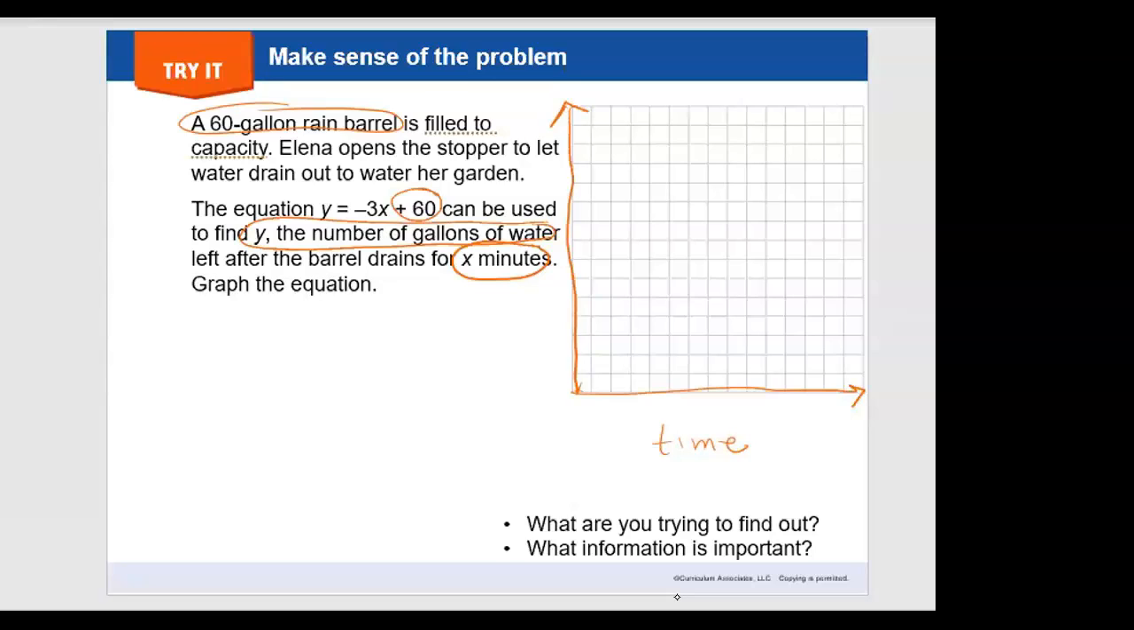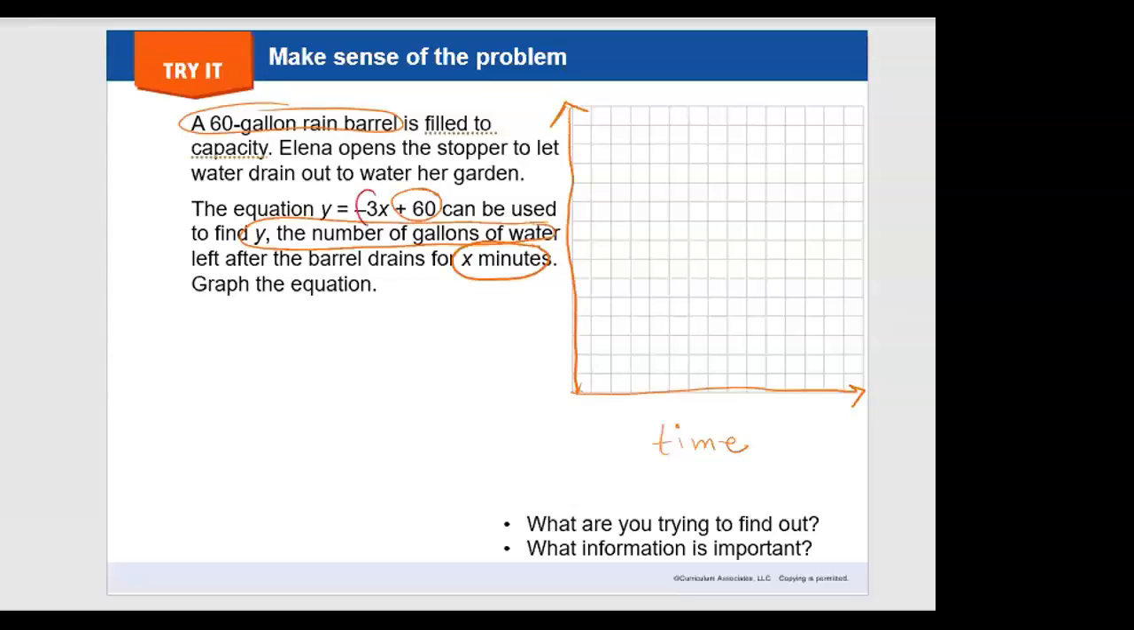Should we figure out how long it's going to take for that barrel to empty? How could we do that? So it's starting up at 60. How much is it going down every minute? Negative -3. It's going down 3 gallons a minute. And that -3 is our what of our line? Slope. Our slope.